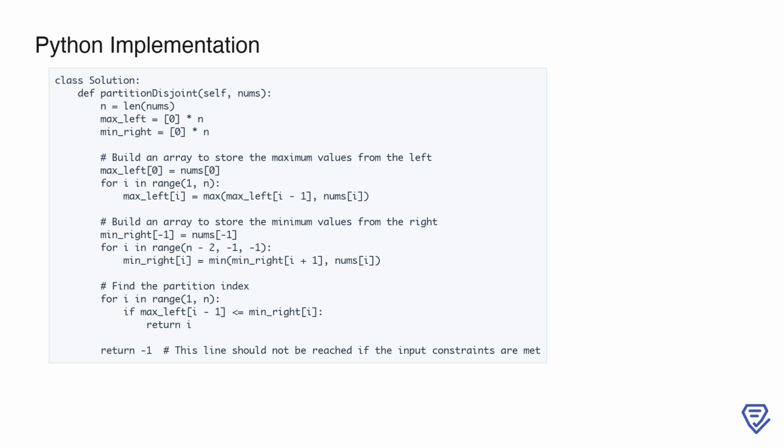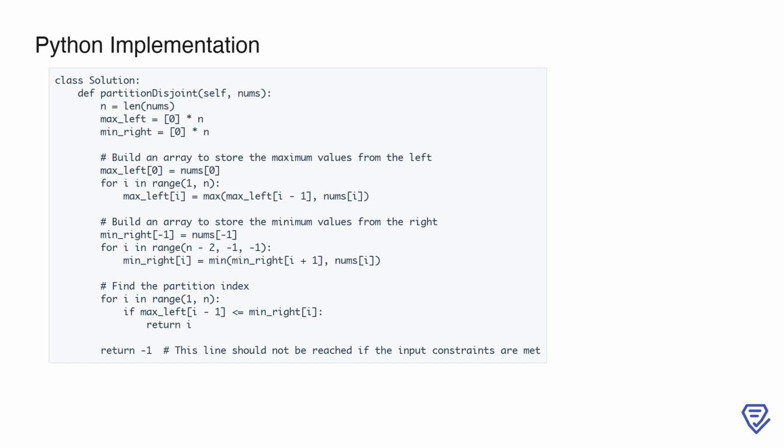We start by populating max_left. The first element is initialized to nums[0], as it represents the maximum value from the start up to index 0. For each subsequent index I, the value at max_left[I] is updated as the maximum of max_left[I-1], the maximum up to the previous index, and nums[I], the current element. This ensures that max_left contains the maximum values for all positions from the left. Next, we construct min_right. The last element is initialized to nums[-1], as it represents the minimum value from the end up to the last index.